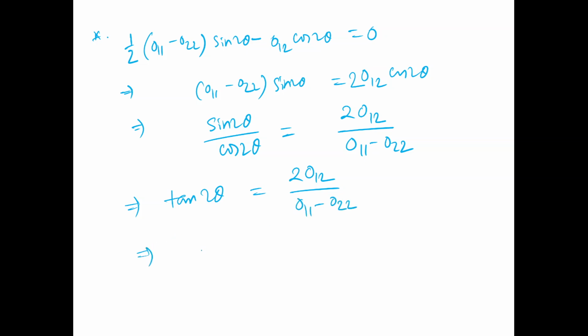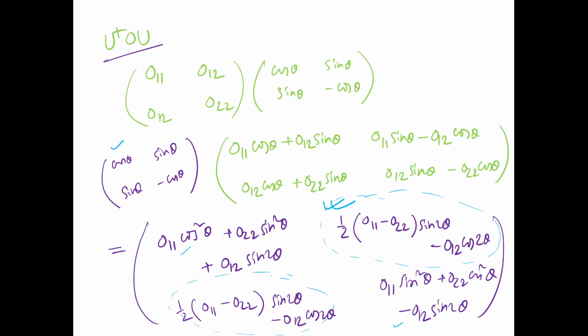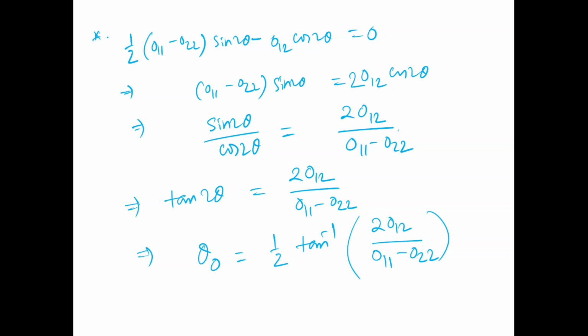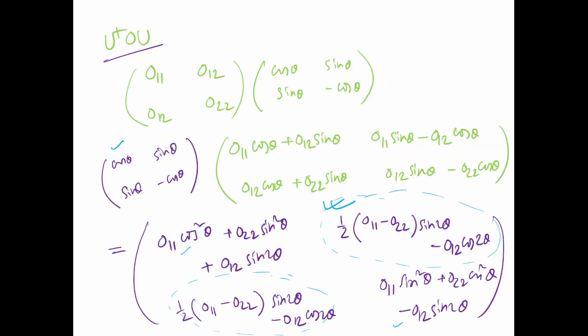Now if you solve this, you have theta 0 is half tan inverse of 2 O12 over O11 minus O22. Right. So for this theta value, if we have the matrix elements O12, so this is the matrix that we wanted to diagonalize: O11, O12, O12, O22. So we know the matrix elements. Now, if we put these matrix elements here, we'll get a certain theta 0 value for which this U dagger O U will be diagonal.